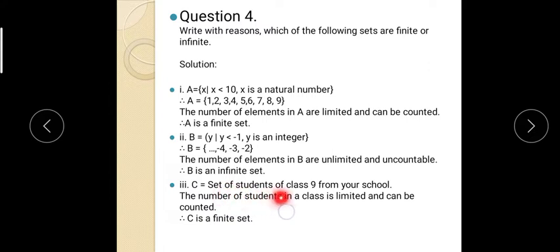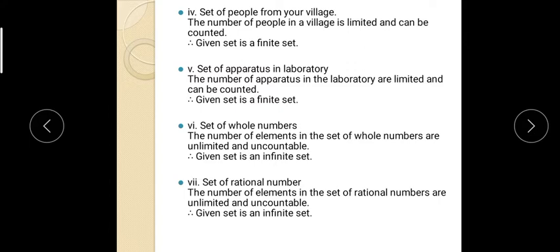Next, C, a set of students of class 9 from your school. It is finite because the number of students in the class is limited and we can count it, and therefore it is a finite set. Now, set of the people from your village. This is also finite because we can count it. The number of people in your village is countable, a limited number, therefore it is a finite set. Set of apparatus in the laboratory. This is also finite because the number of apparatus in the laboratory is limited and countable.